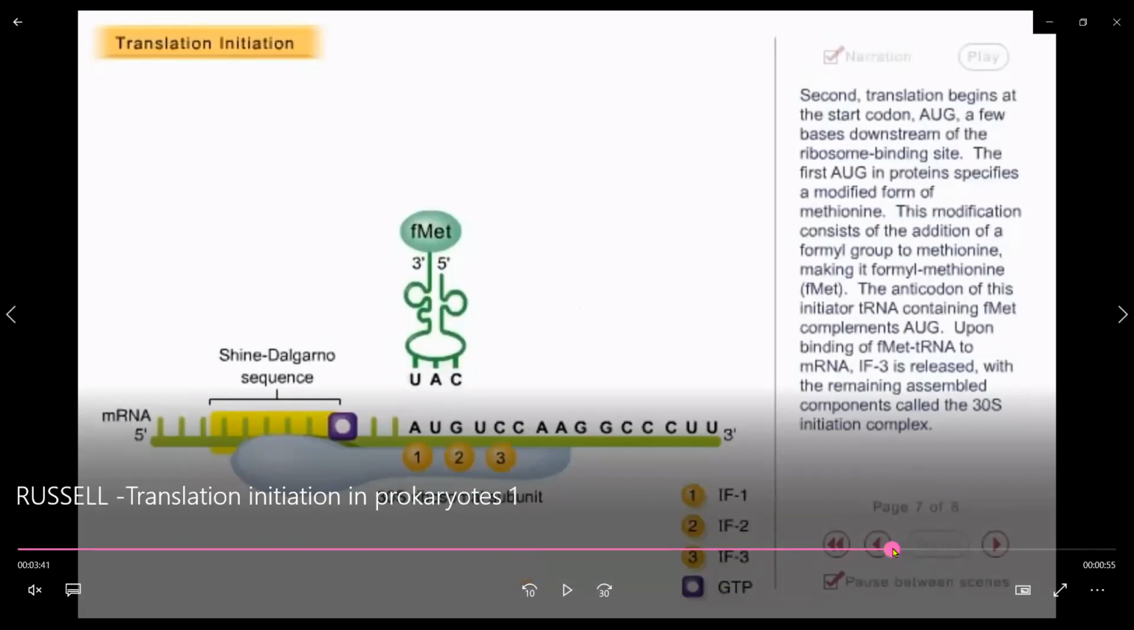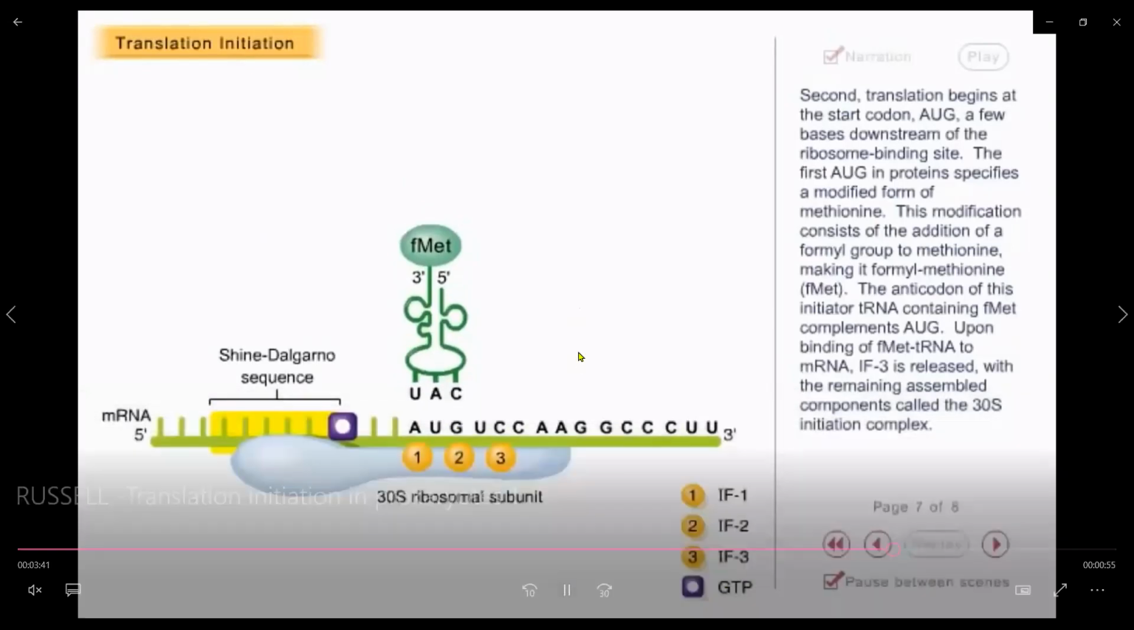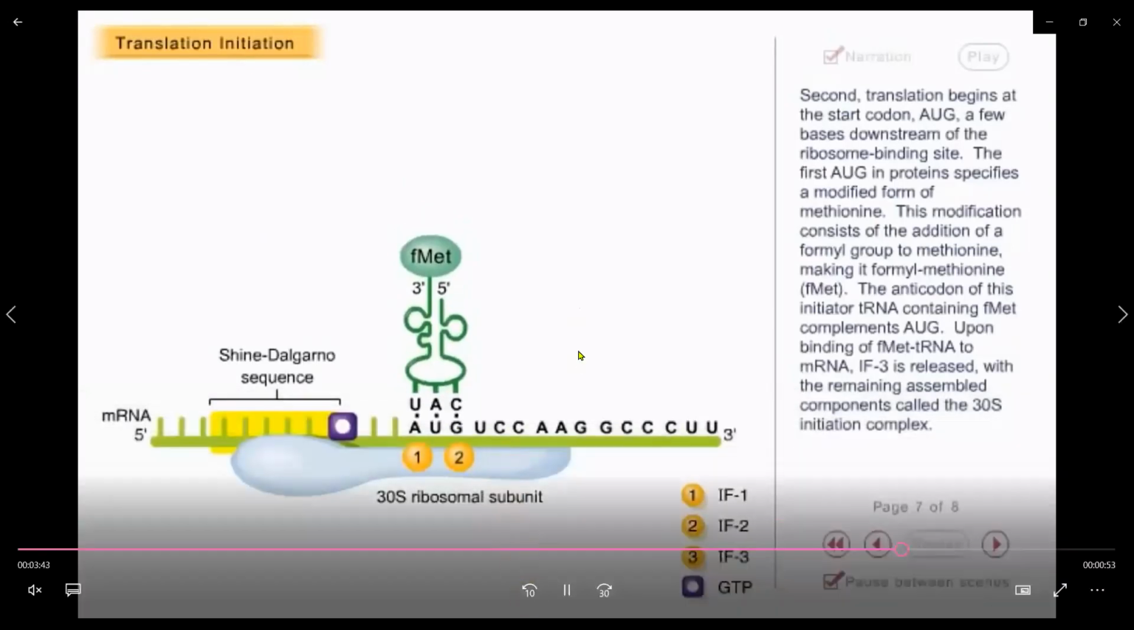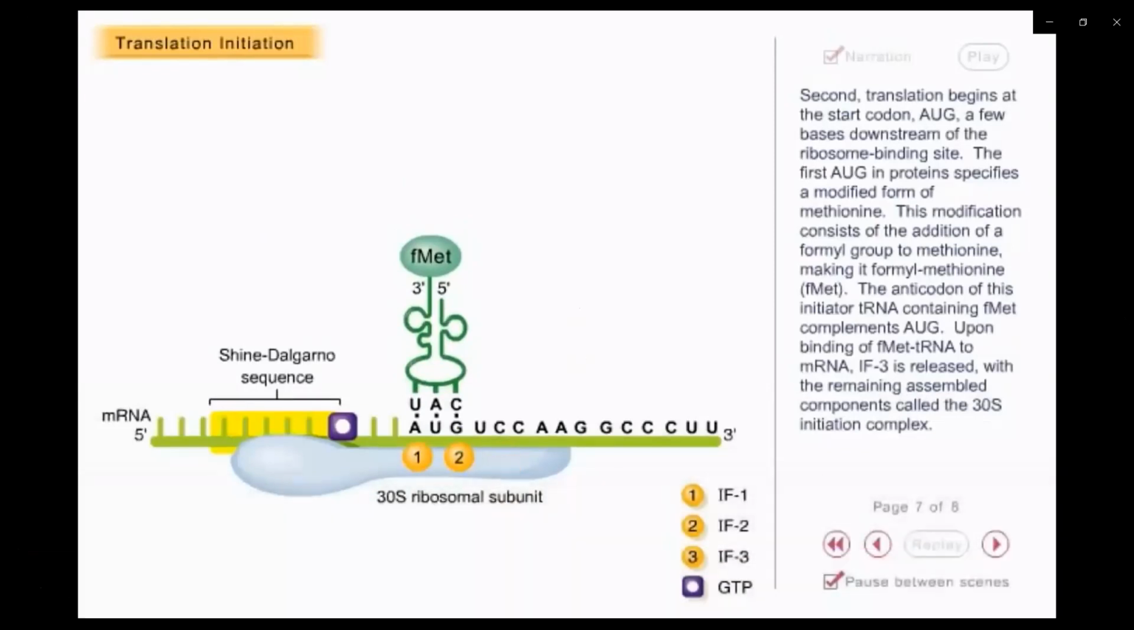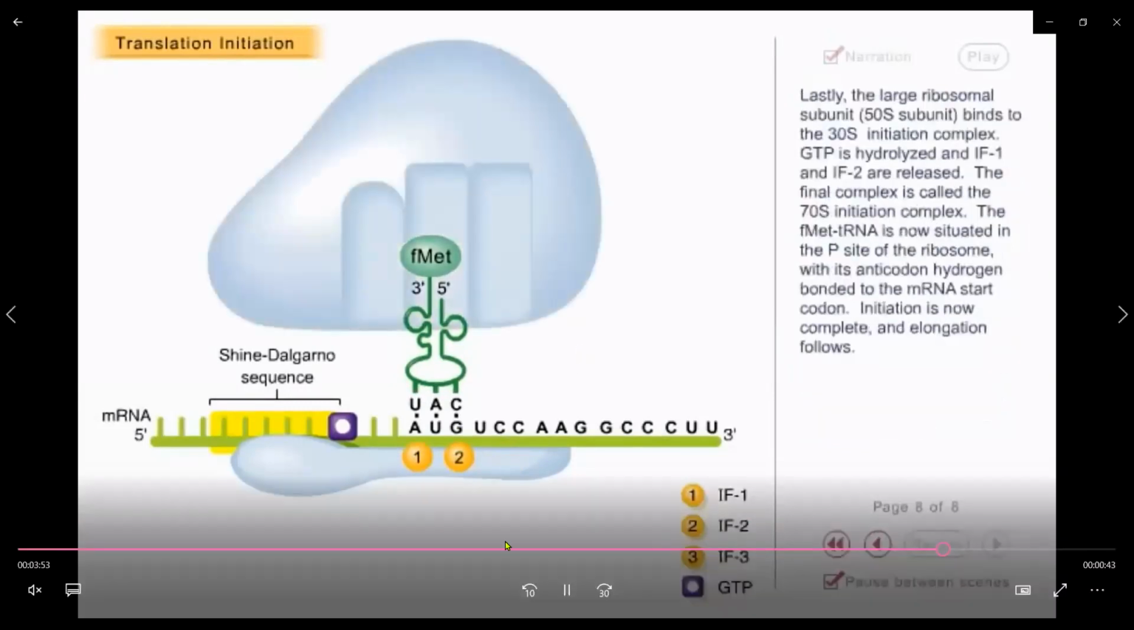Let's go back a bit and see. So the IF3 is released, and we are seeing the 30S initiation complex. However, the initiation process is not yet complete.